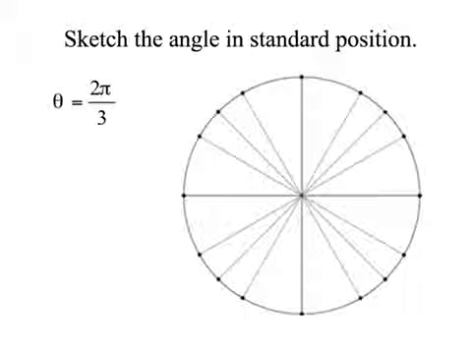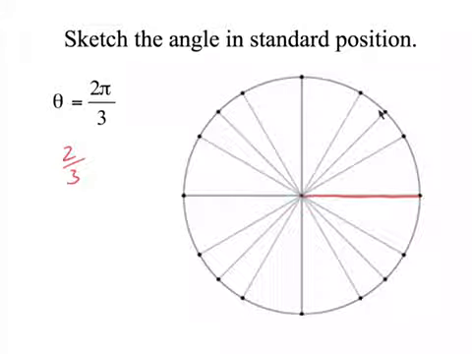So if I want to sketch the angle in standard position, what we first do is think of a protractor. Don't we start measuring right there on a protractor? Yeah. And then we go, okay, but I want a radian of 2 pi over 3. That means I want 2/3 of a half circle, because pi is a half circle. Pi radians is to here.